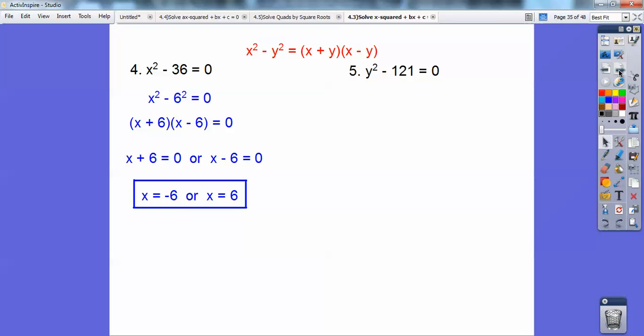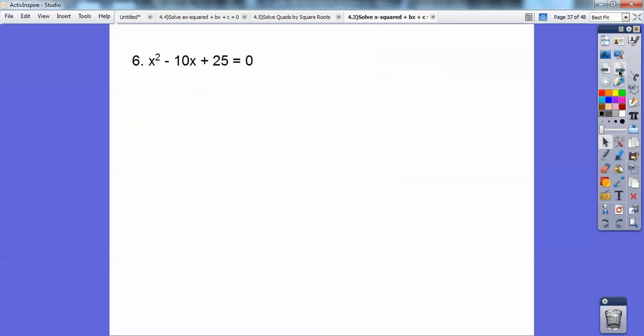Let's try another one of those. Y squared minus 121. As long as you know your perfect squares, that's y squared minus 11 squared. So you get plus or minus 11 as your final answer. This one doesn't work that way. This is called a perfect square trinomial, or you can just recognize that factors of 25 that add to negative 10 are negative 5 times negative 5. So it's x minus 5 squared. Your only answer is x equals 5, because there's only that one answer.